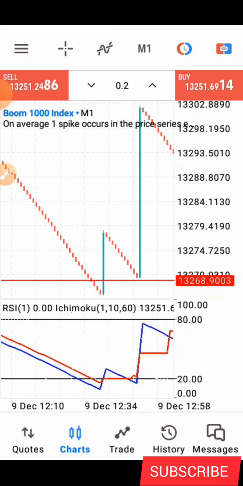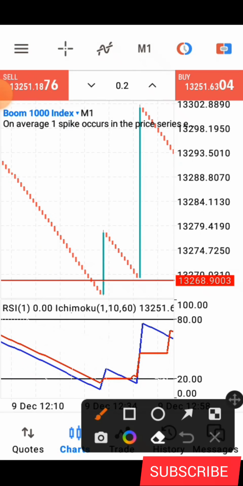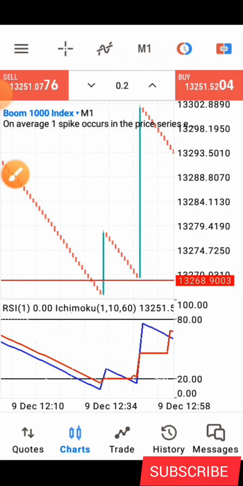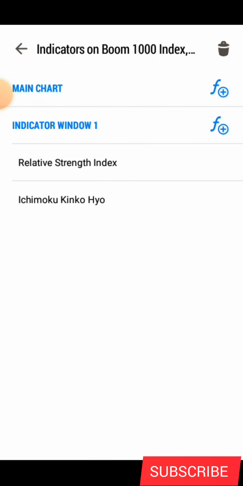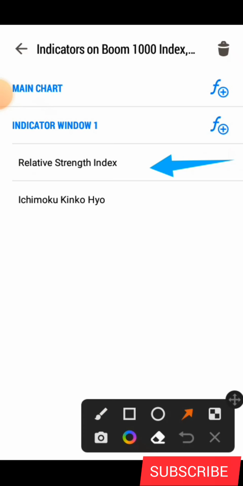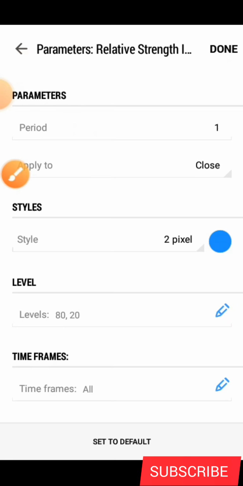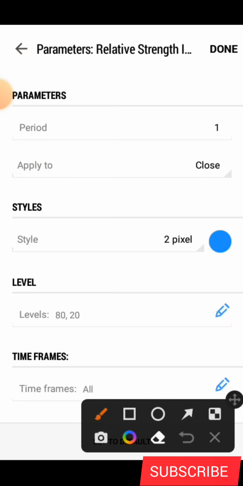So now I will quickly share with you guys the settings of this wonderful indicator. The first thing you have to do is to click on this icon right here at the top. Once you have clicked on it, the first indicator we have to add is the Relative Strength Index, right? The reason we are adding the Relative Strength Index is just because of the levels. The levels are the most important thing here. So you have to change the period to 1, apply to close.